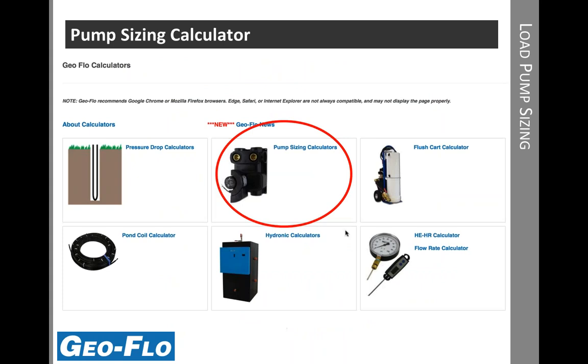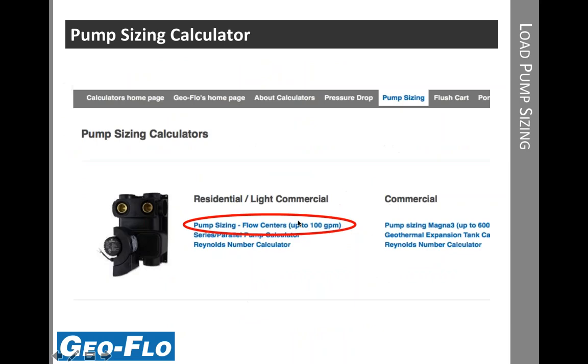And we go back to the calculators, and we're going to pick the pump sizing calculators, the red outline. And now I'm going to pick pump sizing. It shows flow centers, but this is also for insulated pumps. The flow center has the three-way valves, which we need on the ground loop side, but between the heat pump and the buffer tank, we really just need an insulated pump.